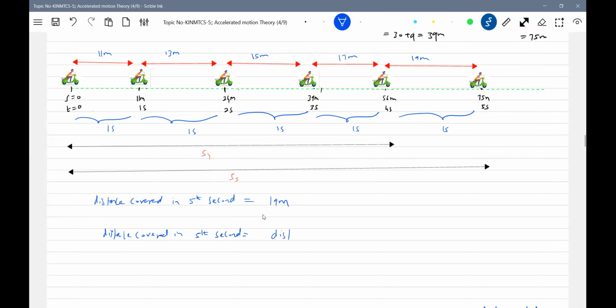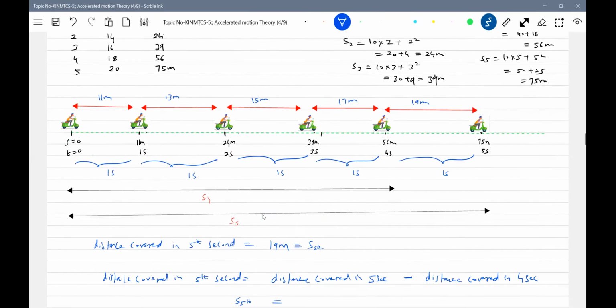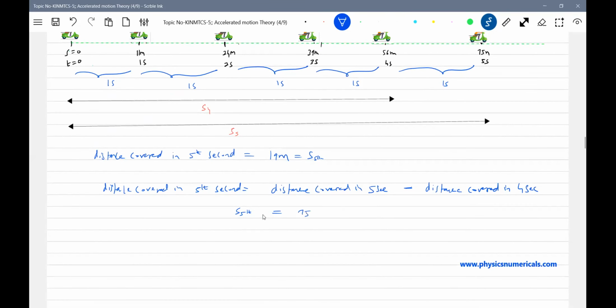You can also write it as distance covered in 5 seconds minus the distance covered in 4 seconds. That will become the distance covered in the 5th second. There's an interpretation, so let's see that. S5th, I'll write it: distance covered in 5th second. How much distance covered for 4 seconds do we have here? 56. Distance covered in 5 seconds, 75.